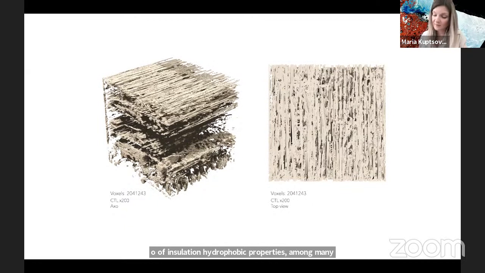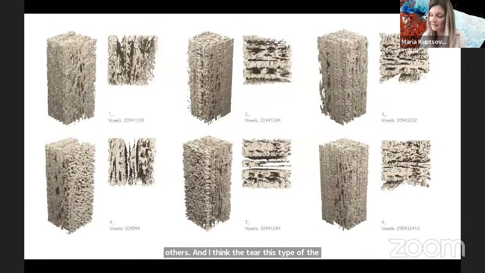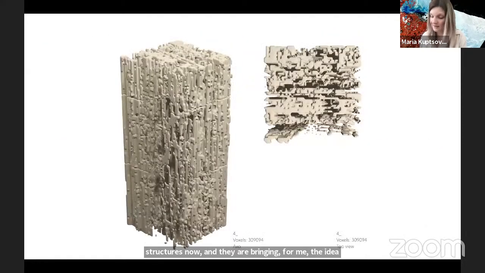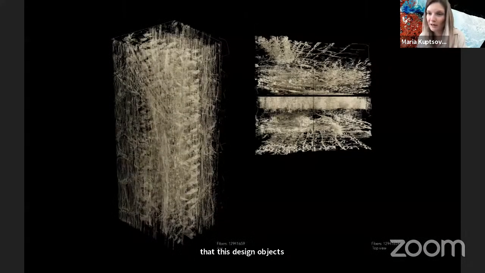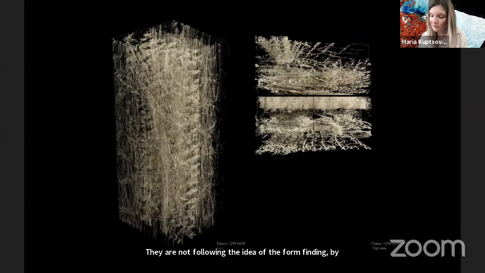And I think that this type of structures brings for me the idea that design objects made through this biomachining design means are not following the idea of form finding by load bearing and structural distribution; basically, they're extracting the information from the material and starting to drive this into the design.